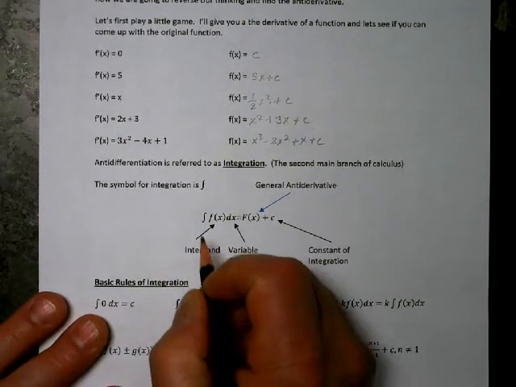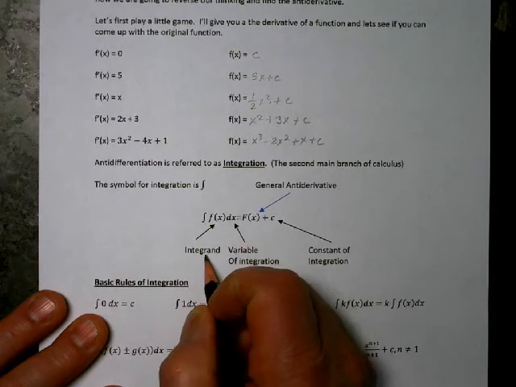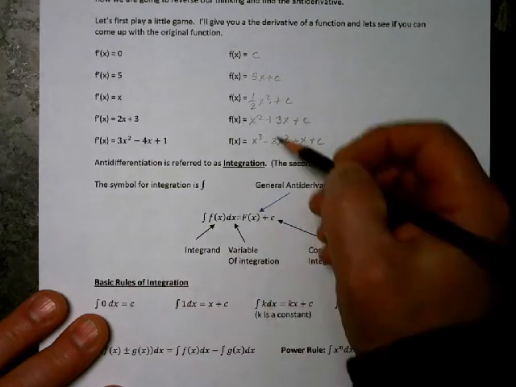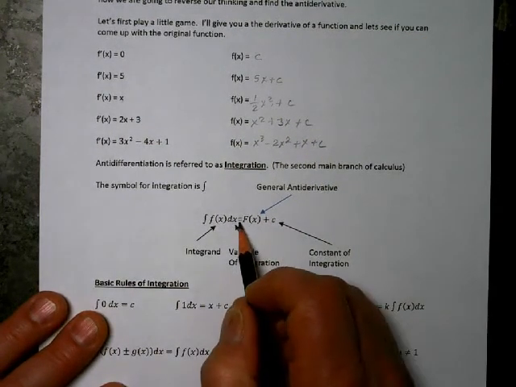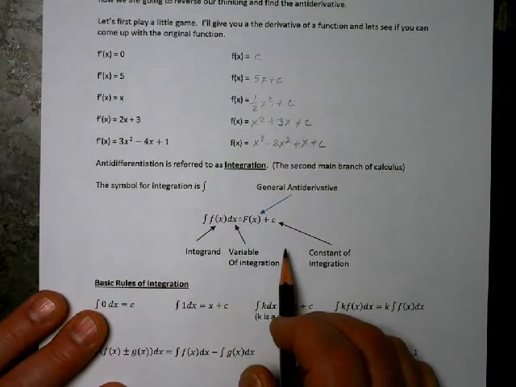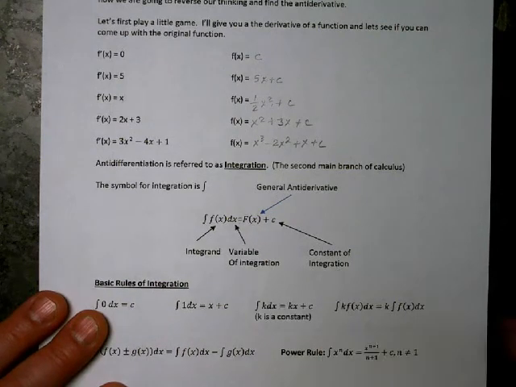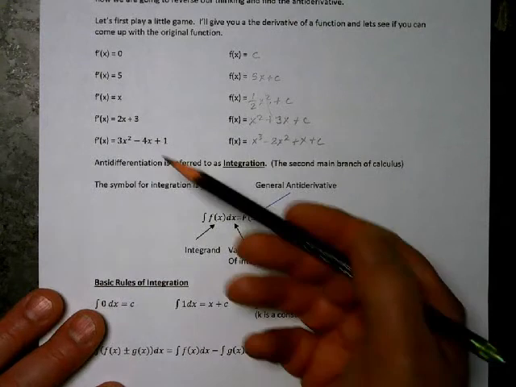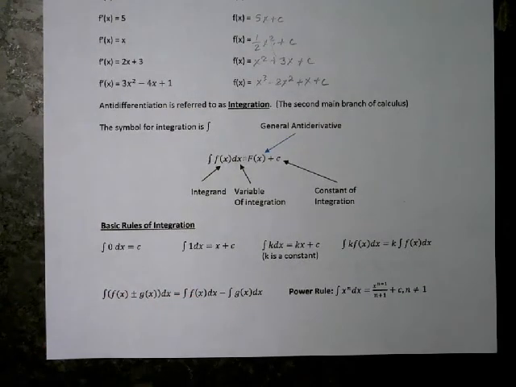Let's break this down. If I integrate f of x dx, f of x is going to be the integrand. The variable of integration here is going to be x, because our variable up here, for example, is x. What it's going to equal is your general antiderivative, which is F of x plus c, your constant of integration. That's what we took a look at up here. We actually integrated this.